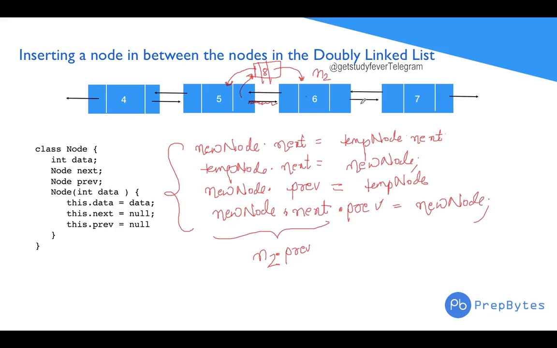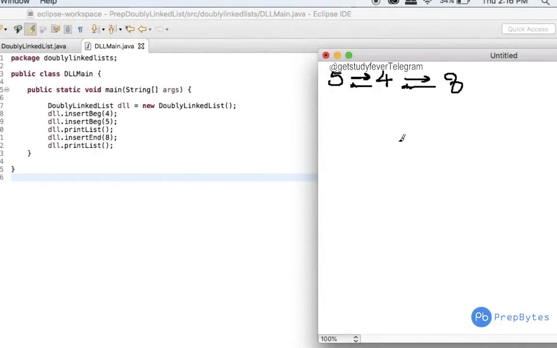So we have seen all the insertions. Let's see the code for it. Till now we have this particular list 5, 4 and 8. Let's say I want to insert 7 in between 4 and 8. We have seen that in order to insert any node between two nodes, we have to update next and prev of these particular nodes. Let me write it down. Prev of this particular node, and next of this particular node will point to 7.